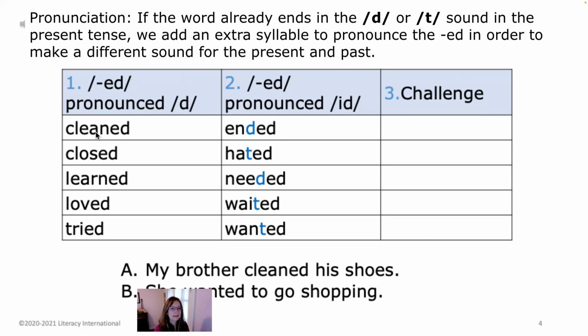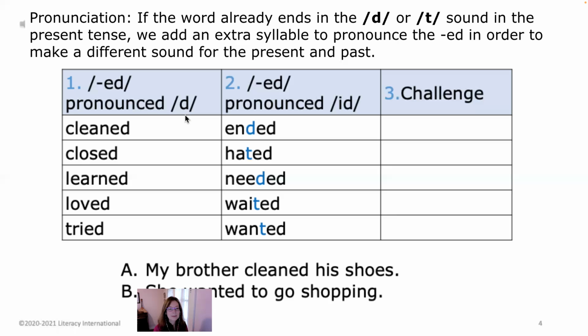So for example, the word clean becomes cleaned, close, closed, learn, learned, love, loved, try, tried. So notice that the D ending is very faint. It's not "cleaned," it's just "cleaned." It's barely enunciated. And actually the other form, which we'll start to teach at the A2 level, is if it follows a non-voiced sound, instead of a D, it's a little T sound.